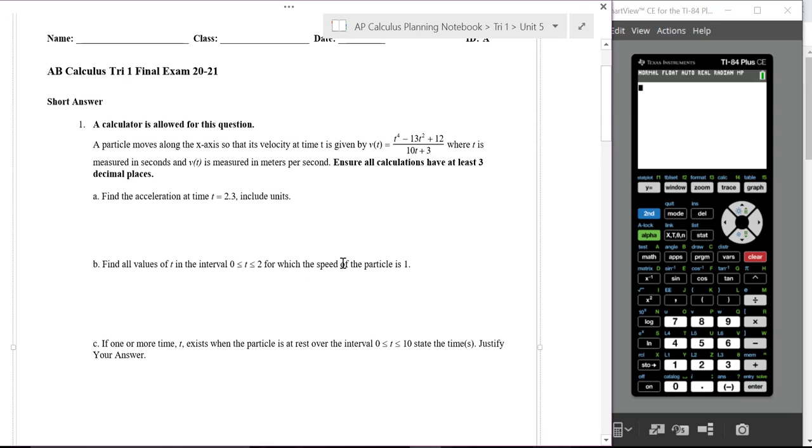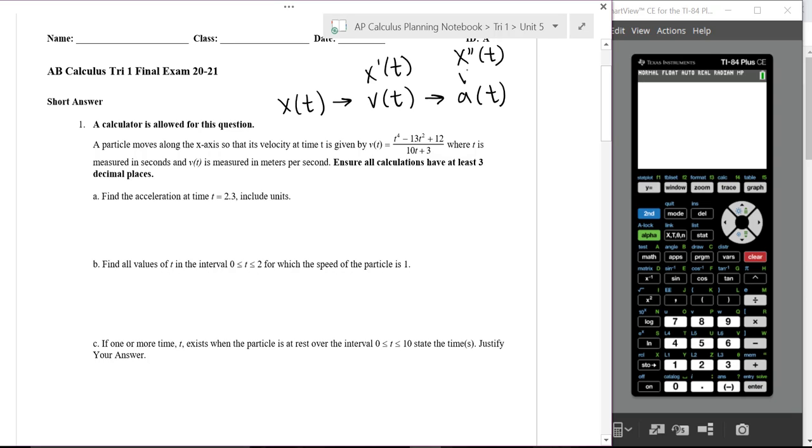We are asked: a particle is moving along the x-axis, and its velocity at a time t is given by the following equation. I'm going to make some notes right here because whenever I'm talking about a velocity, there's x of t, then there's v of t, then there's a of t. And v of t is the same thing as x prime of t, and a of t is the same thing as x double prime of t and v prime of t. So give yourself a note on how this goes.